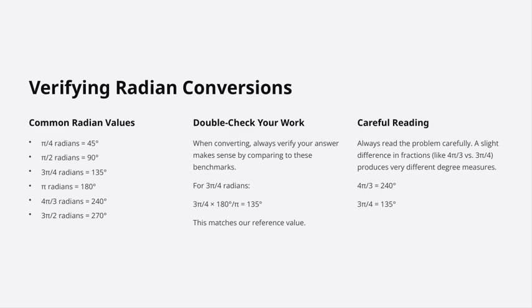Another important point is to always read the problem carefully. Slight differences in the fractions, like 4 pi/3 versus 3 pi/4, can lead to very different degree measures. For example, 4 pi/3 radians is 240 degrees, whereas 3 pi/4 radians is only 135 degrees. Paying close attention to the exact fractions ensures you don't make mistakes in your conversions. So, to summarize, always verify your conversions against these benchmarks, and read each problem carefully to catch any small differences that can have a big impact. This careful approach helps ensure accuracy and confidence in your work as you continue with your studies.